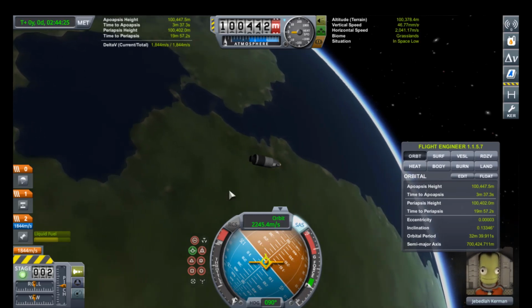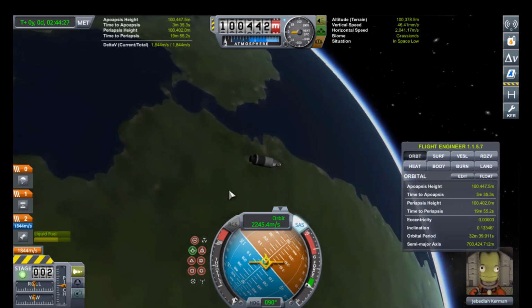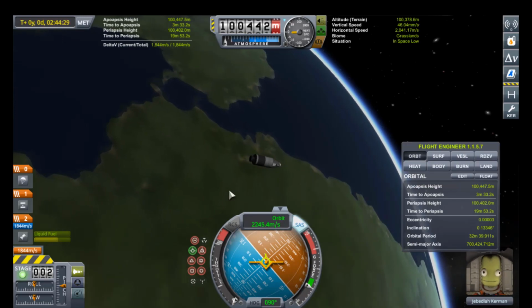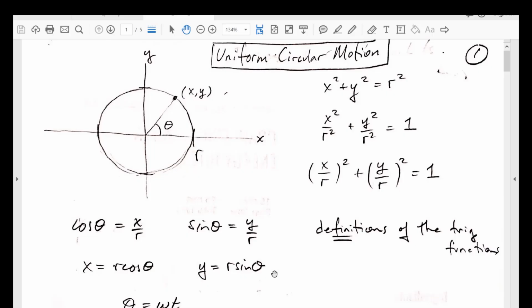So let's take a look at some of the mathematics of a circular orbit. So with uniform circular motion, we could begin with the equation of a circle in two-dimensional space, x squared plus y squared equals r squared. Now if I divide both sides by r squared, I get this equation, and rewriting it, I can put it in this form.